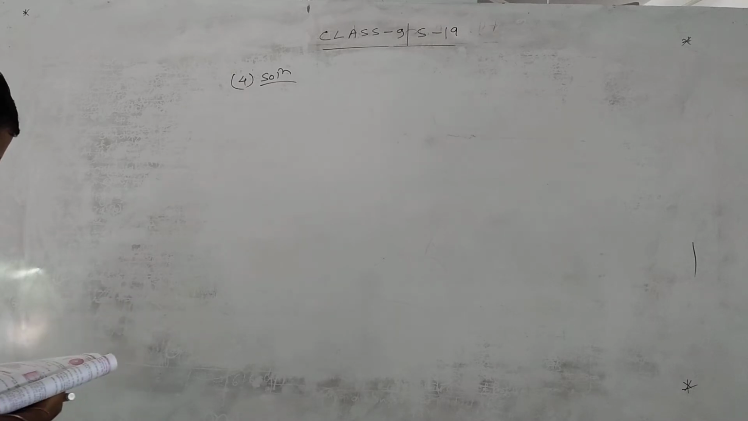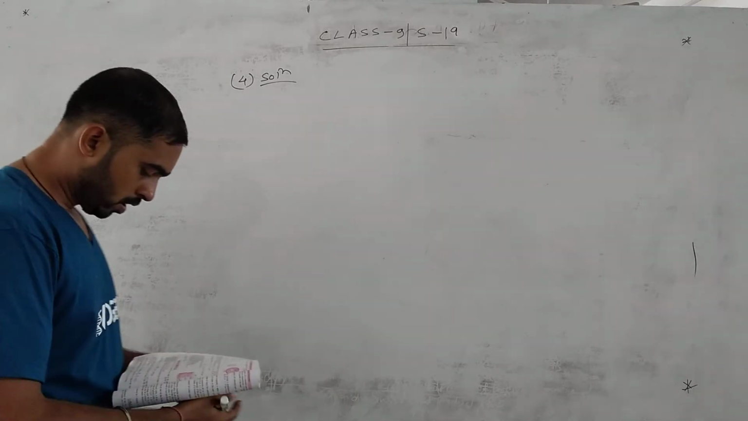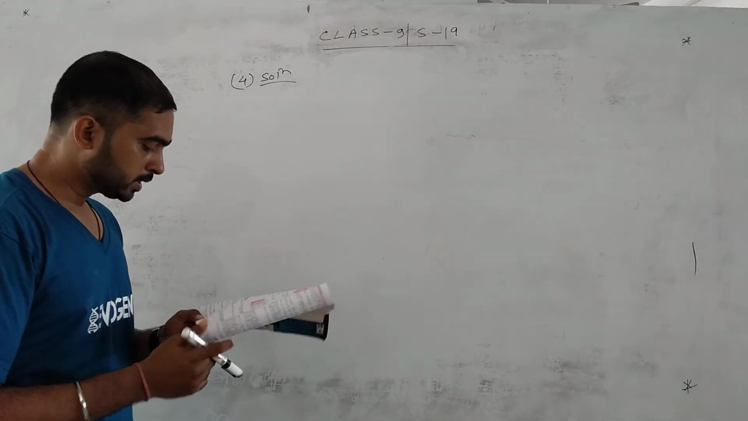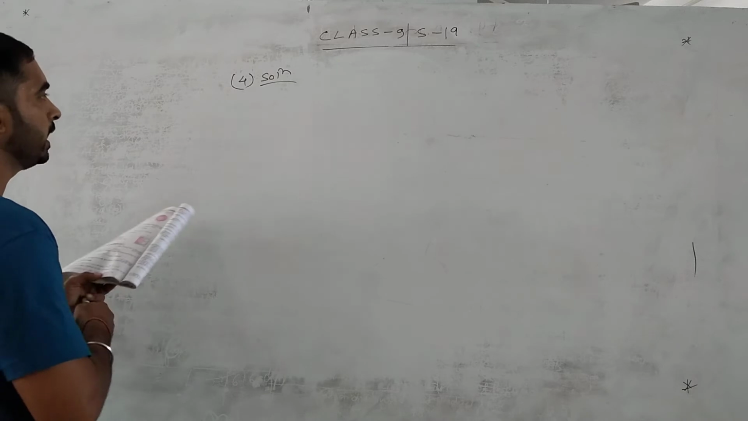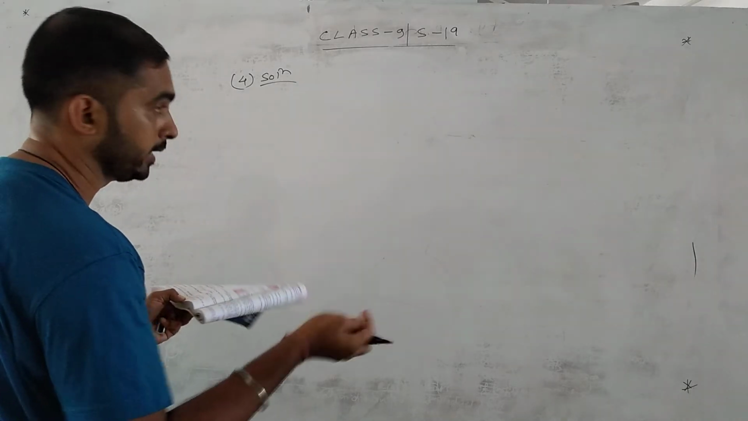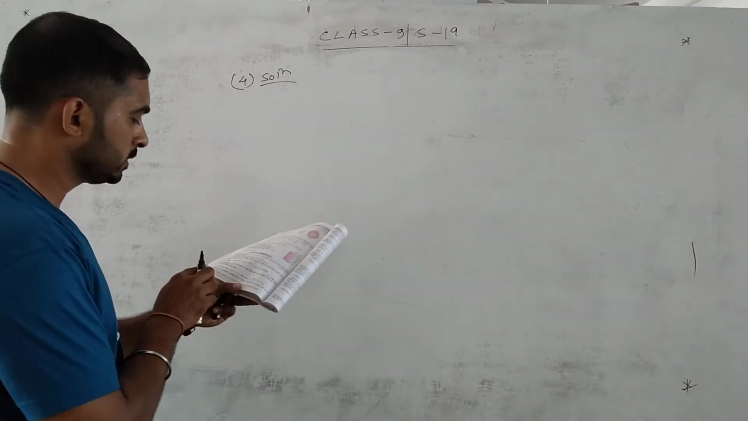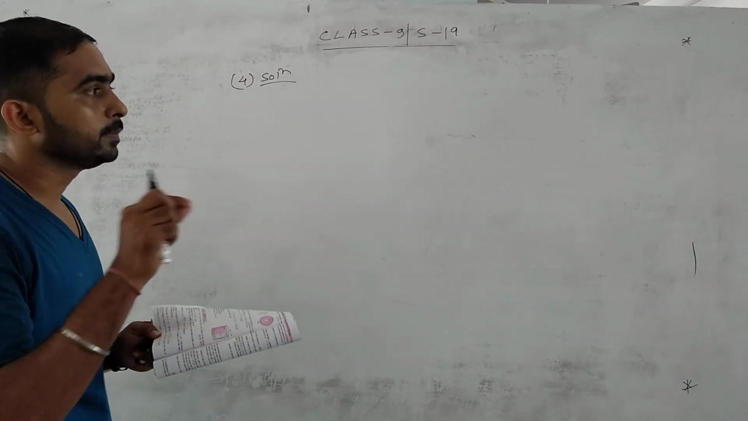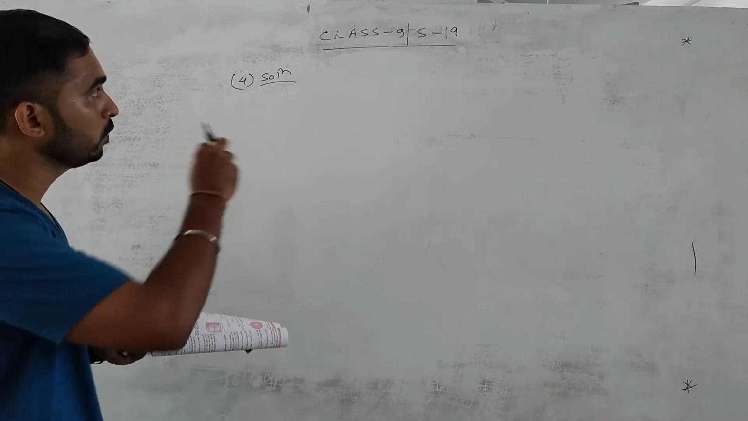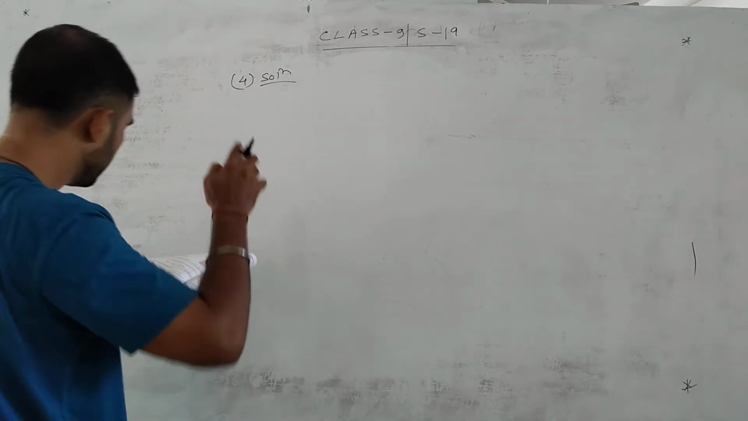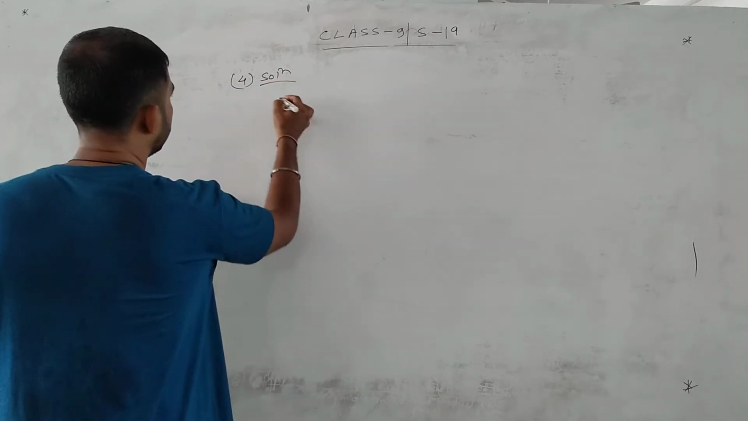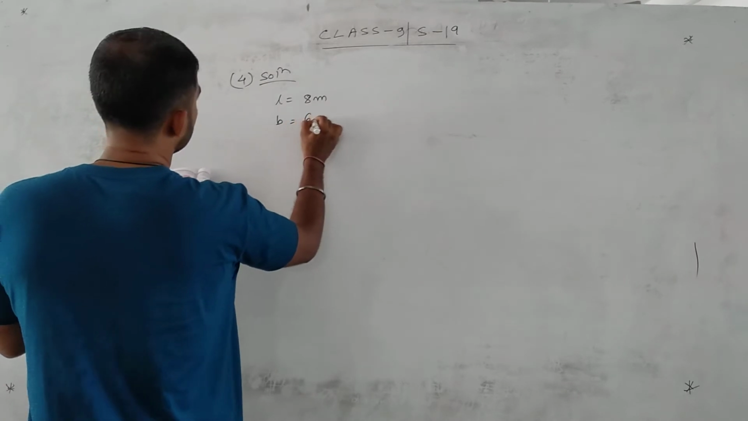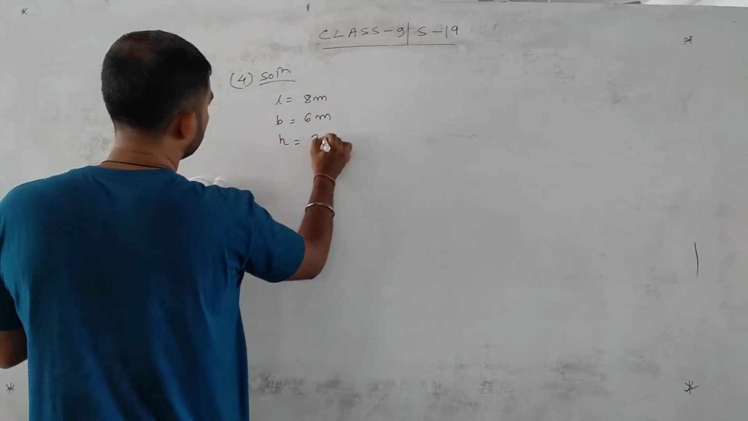Find the cost of digging a cuboidal pit 8 meter long, 6 meter wide and 3 meter deep at the rate of rupees 30 per cubic meter. Okay, now here also LBH is given, then find the volume, then find the cost. We have to find the cost at rupees 30 per cubic meter. Cubic meter is the unit of volume, that's why we have to find out the volume of the pit. So here L equal to 8 meter, B equal to 6 meter, H equal to 3 meter.